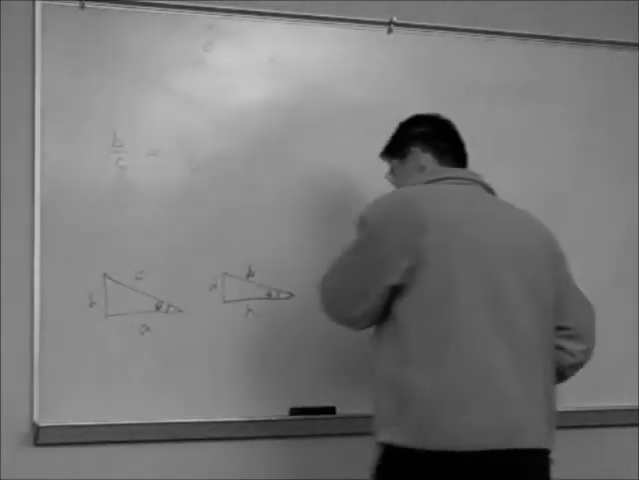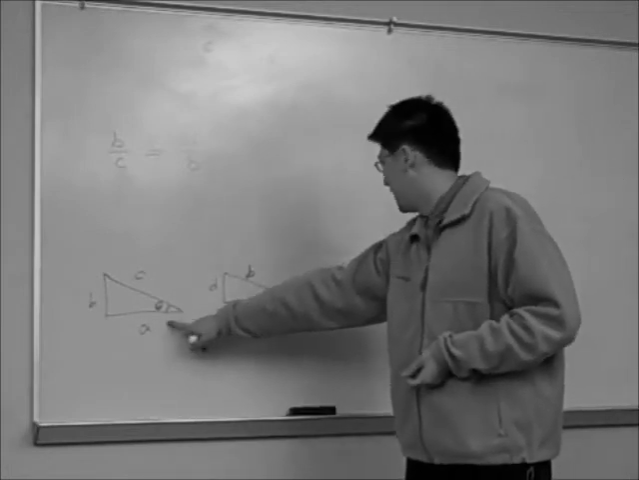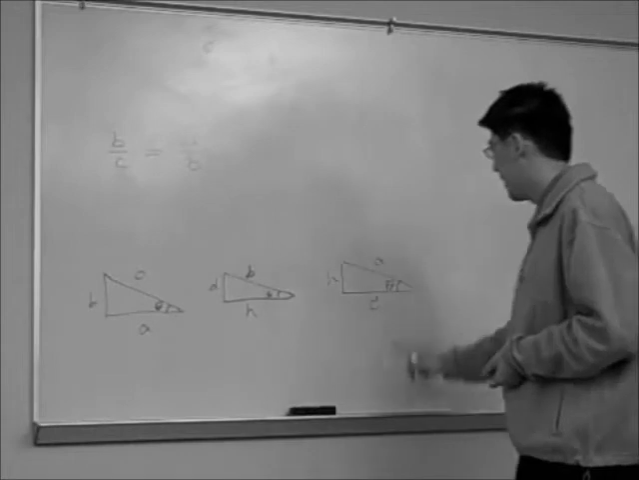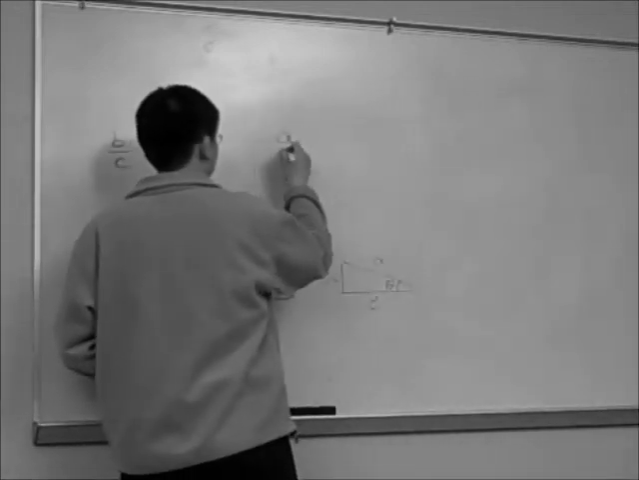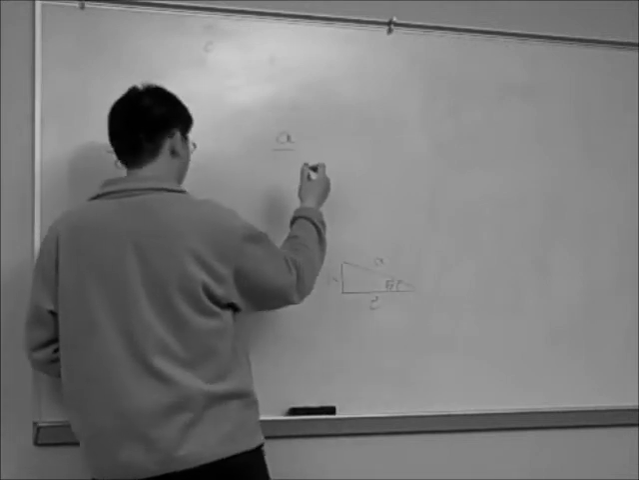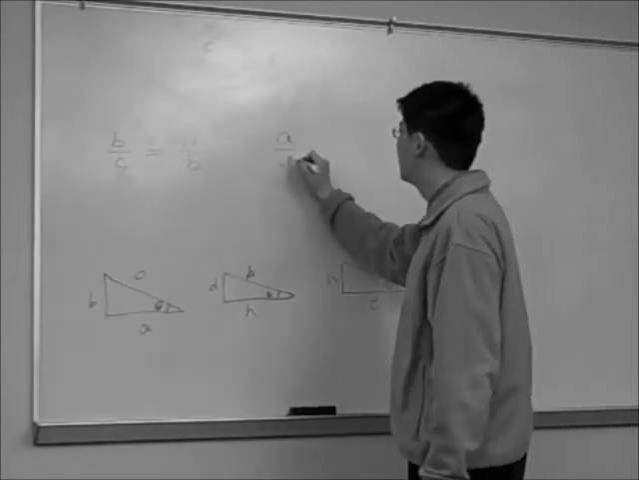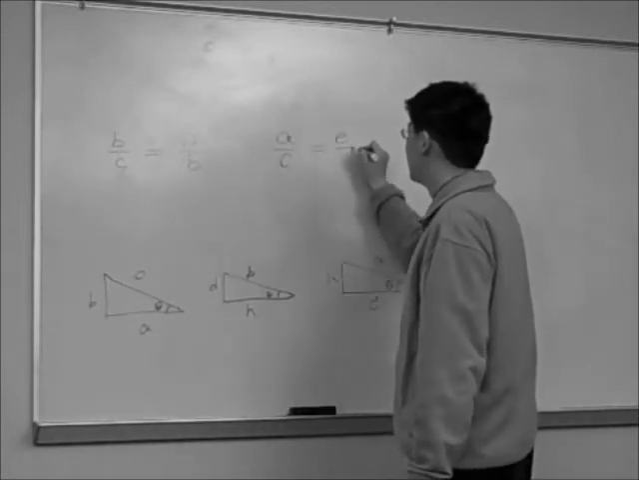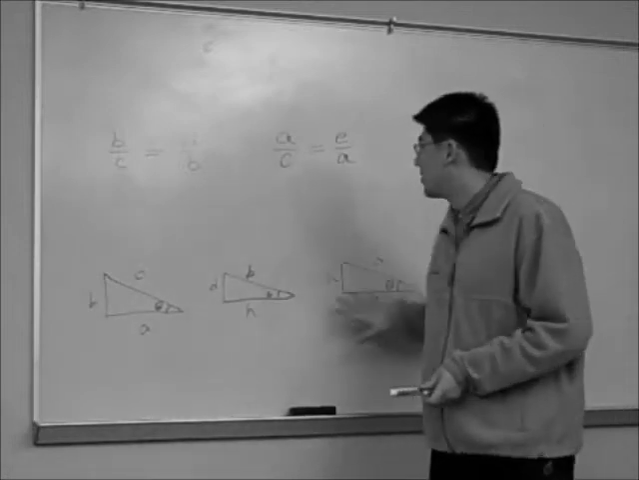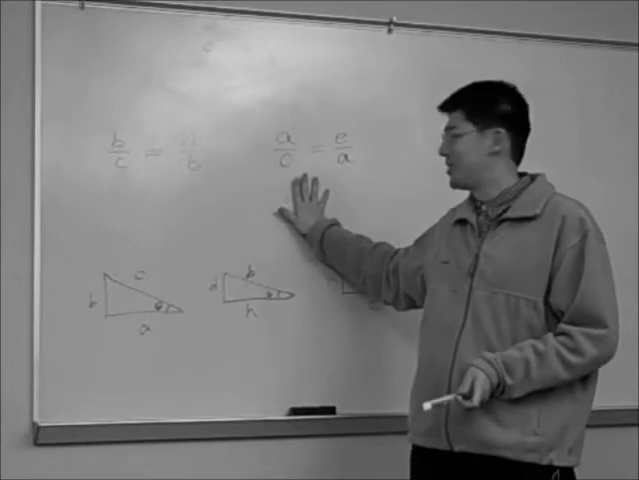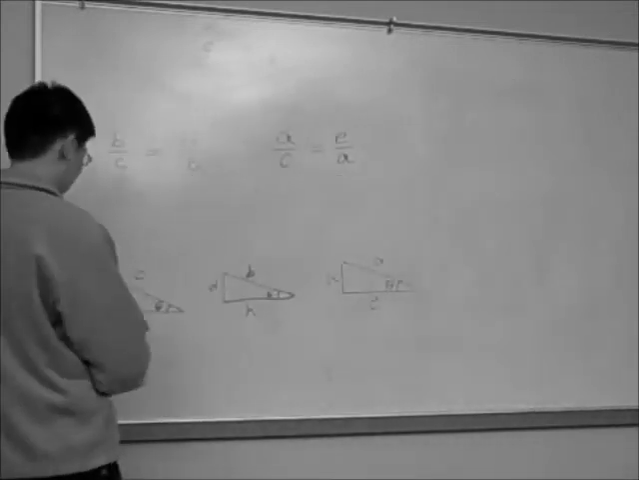Now, what's another one? Also, A is to C as E is to A. So we can also write that rule down. Okay, so A is to C as E is to A. From these similar triangles, we get these two equations, right? So now I'm going to erase the similar triangles and just look at these equations.